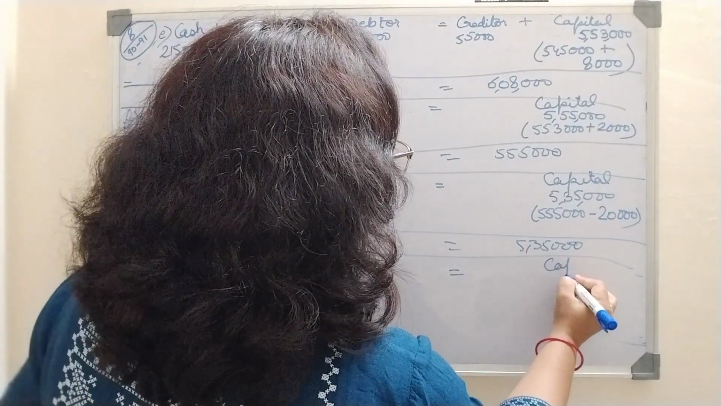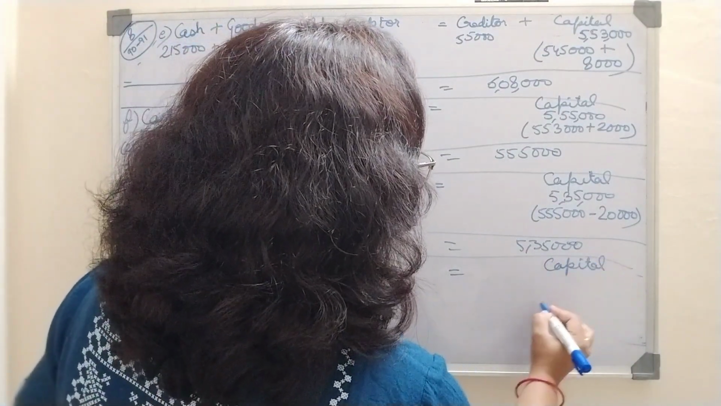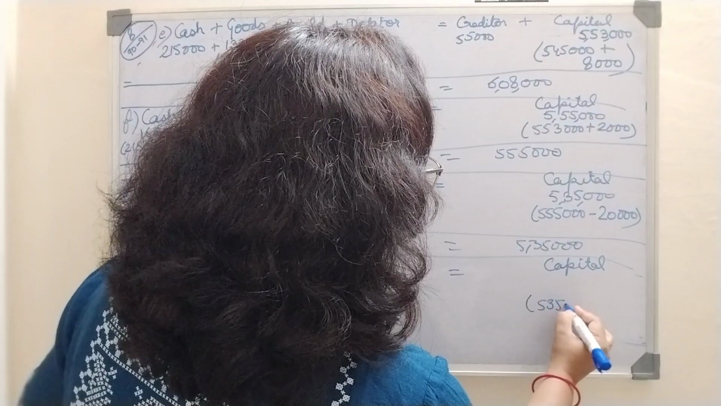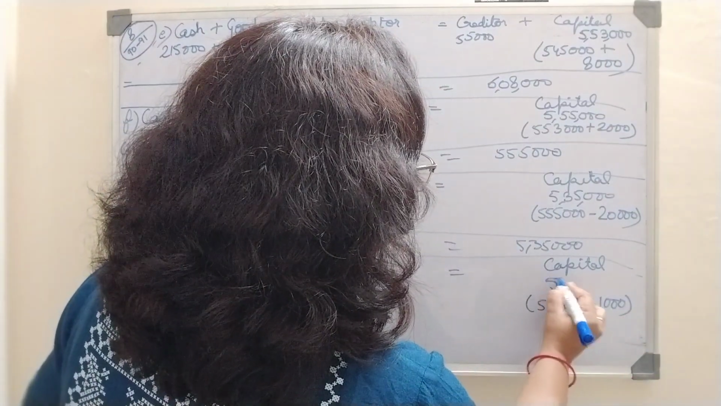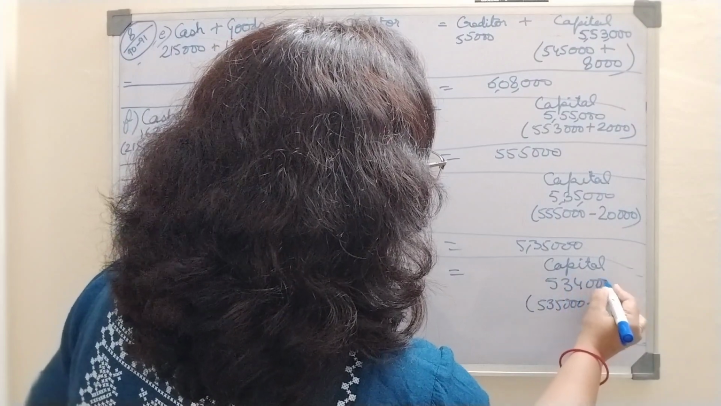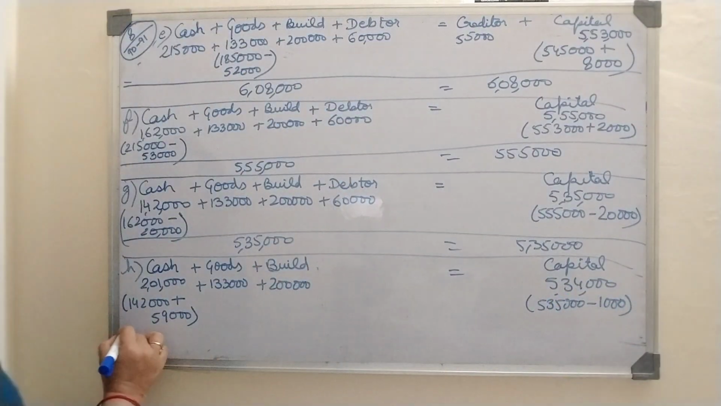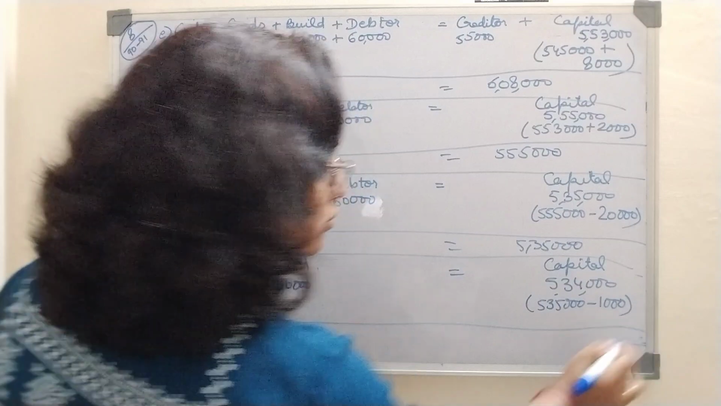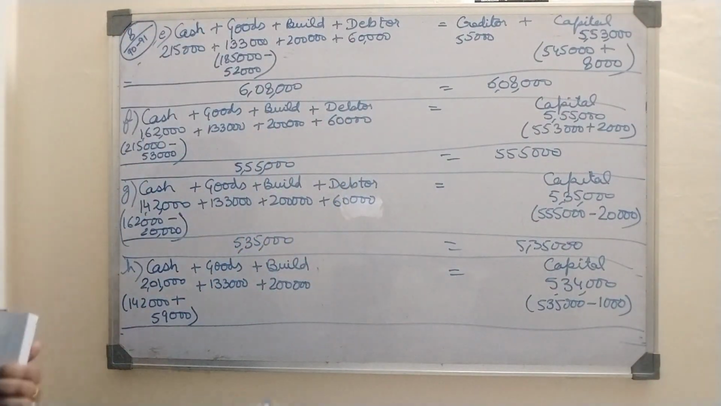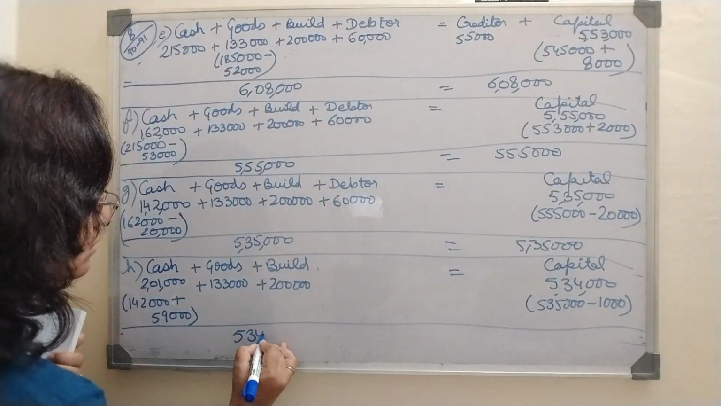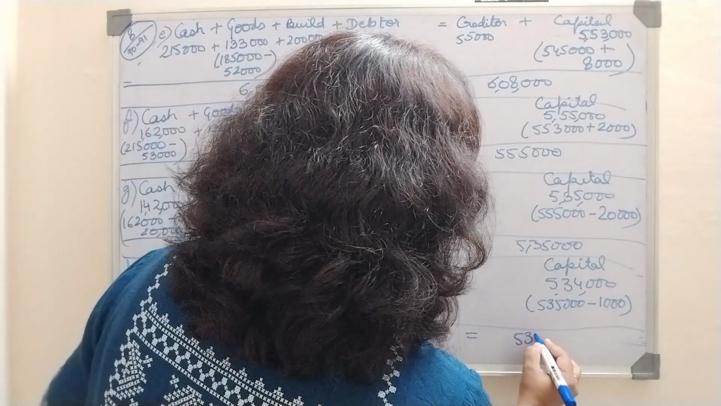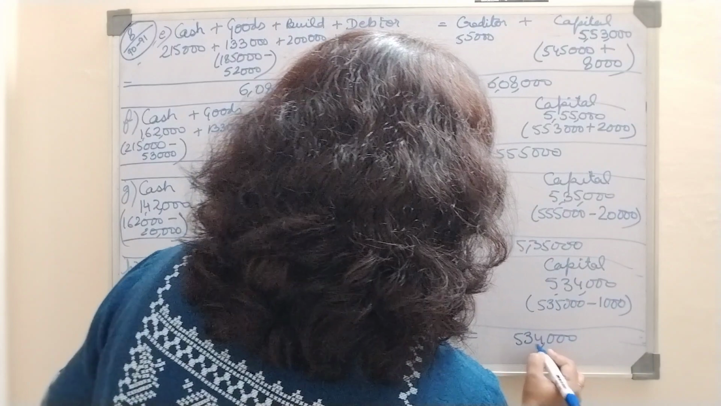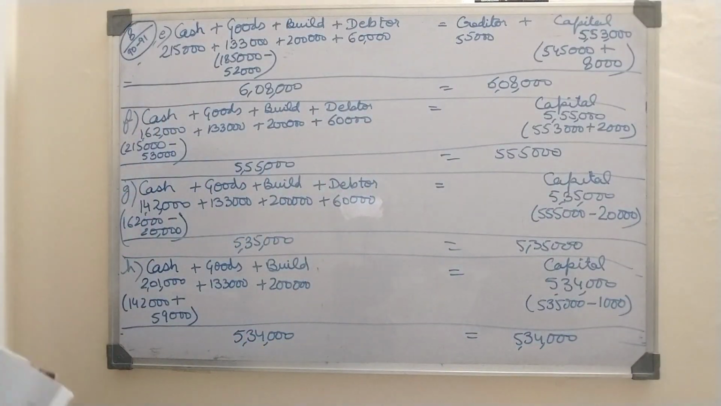Now capital, we have given discount, right? So 5,35,000 minus 1,000, so 5,34,000. So the total of both the sides comes to 5,34,000. Clear? So this is done. Now we go to the next part, the I part.